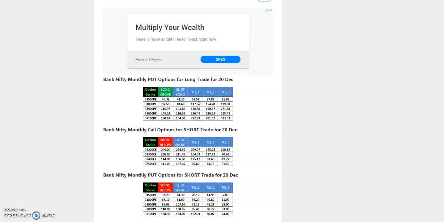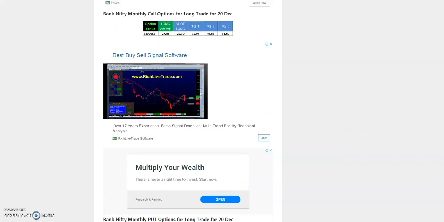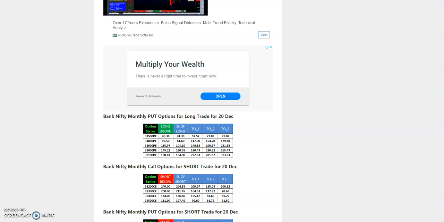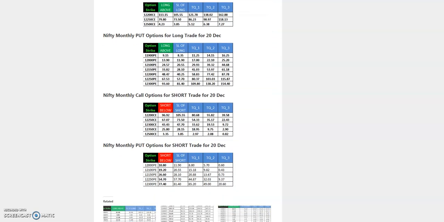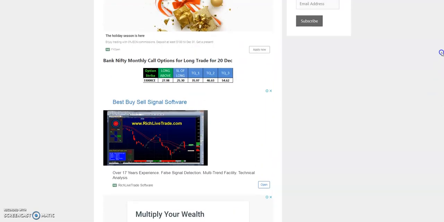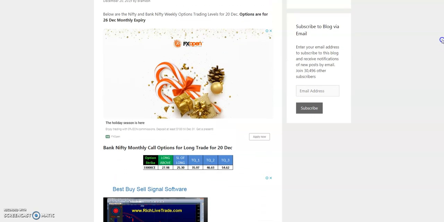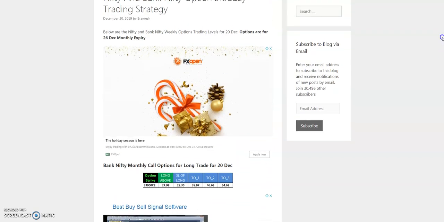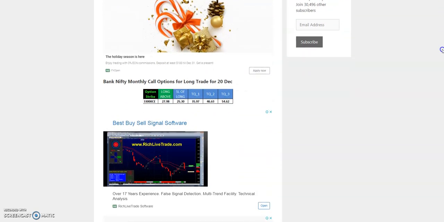I'll just showcase some examples. This is the post which I published last Friday on monthly options. The same thing can be done for weekly. Once the weekly expiry starts, we publish weekly levels also, and this is published every day before market hours. So you can go ahead and use these levels, but first I would request you to backtest it. A lot of data has been shared before, so you can do that. This is the output of a scanner which comes on a day-to-day basis.